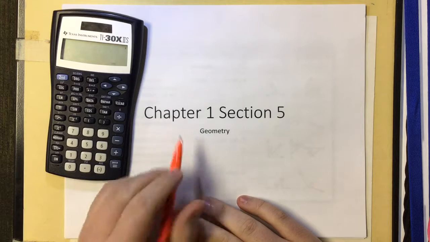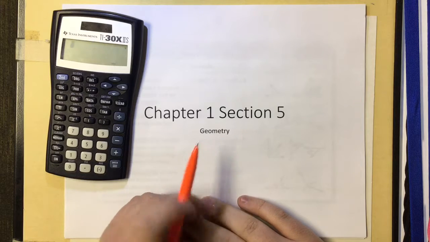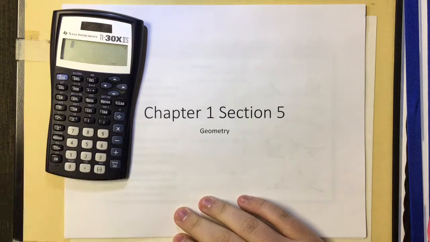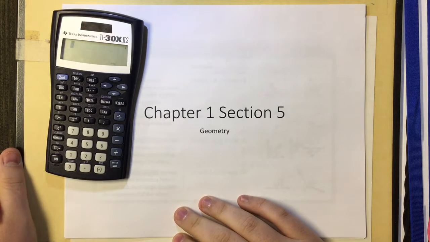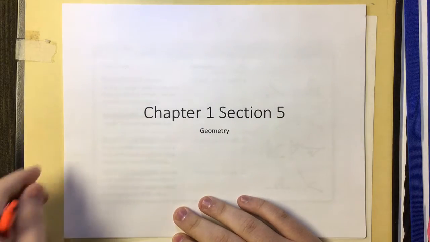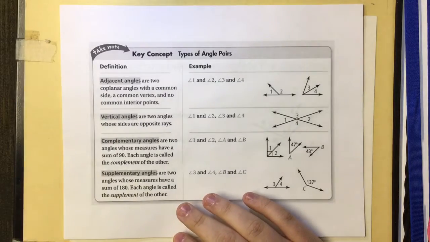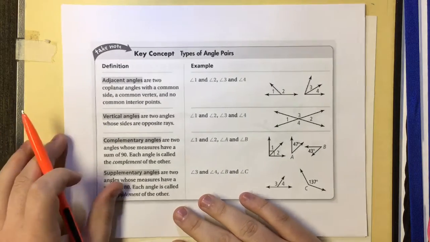Today we're going to start into Chapter 1, Section 5, and here we're going to be talking about pairs, so two angles that work together to do something special. We're going to talk about a couple of different pairs here in Section 5. Let's see what those different pairs are. Let's get them all right here at the beginning.